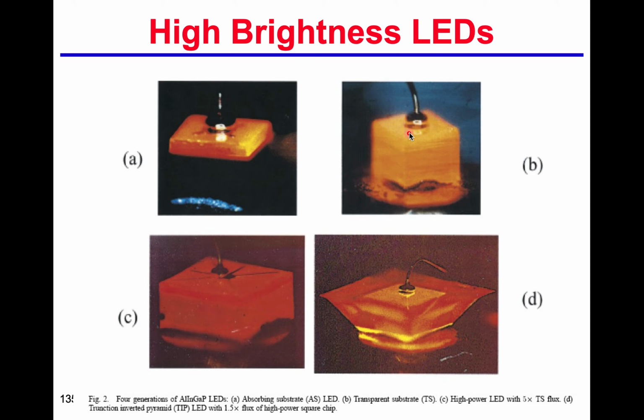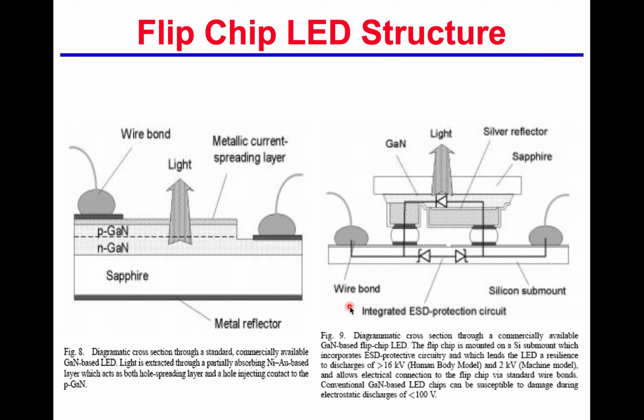Then you can change the electrode from the one point to this wider region. So it becomes brighter again, and you can shape it, and you can have the higher flux. So from here to here, and from here to here is a 5 times improvement. From here to here is 1.5 times improvement. And that is so for the nitride system is the light emission.